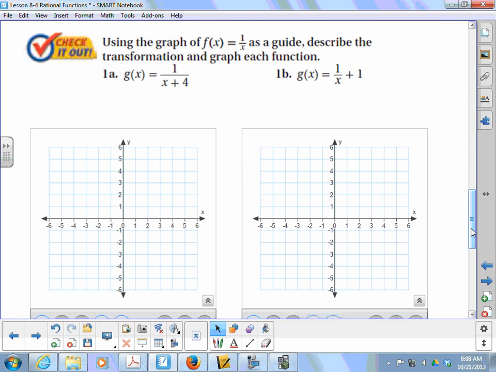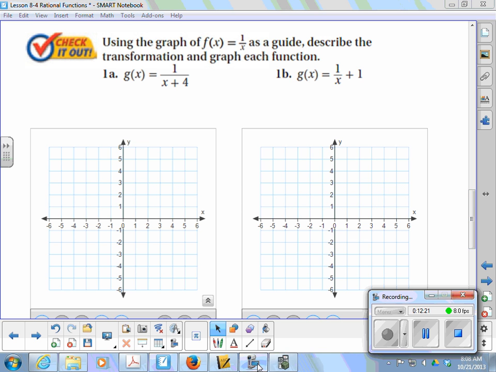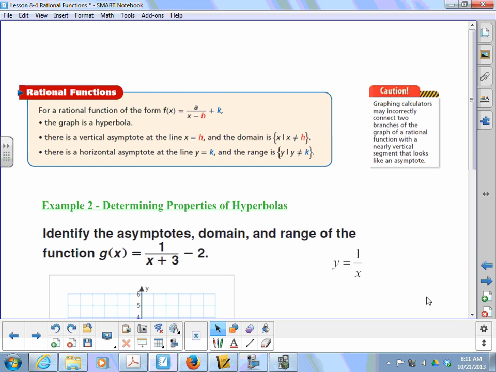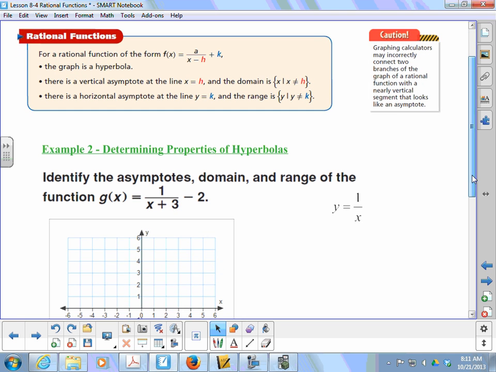I want you to identify H and K on both of these. Just identify H and K. I don't want you to graph them, just identify them. On the sheet I gave you, it basically has this information here. I forgot one thing that you're going to want to add.